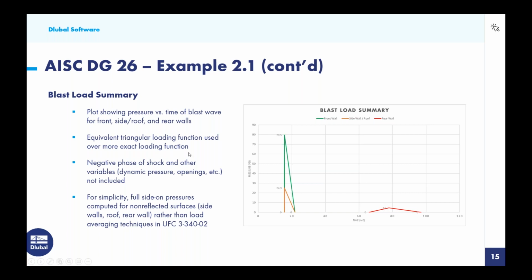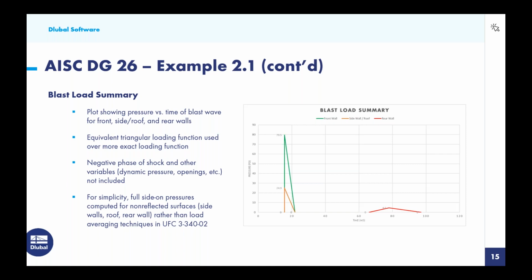A few assumptions that I just wanted to reiterate. Of course, we're using this equivalent triangular loading function over the more exact loading function. There are plenty of more theoretical equations, such as the Friedlander approach, if you wanted to calculate that curve exactly. We are going to neglect the negative phase of the shock, as well as some of these other variables I mentioned: dynamic pressure, openings, and so on.